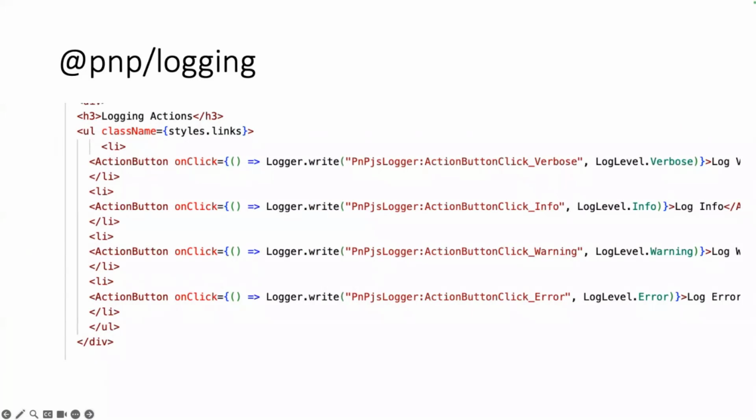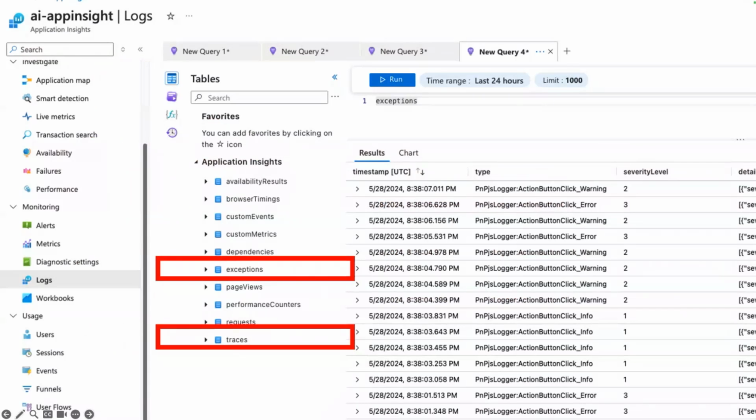So in PnPjs, I made some action buttons and I write some logs. It's not a big sample, so you can click on the buttons and the logs are transmitted to Application Insights. And here it is. On the left-hand side, you see you have exceptions and you have traces. And with a small query on exceptions, I have all the clicks.